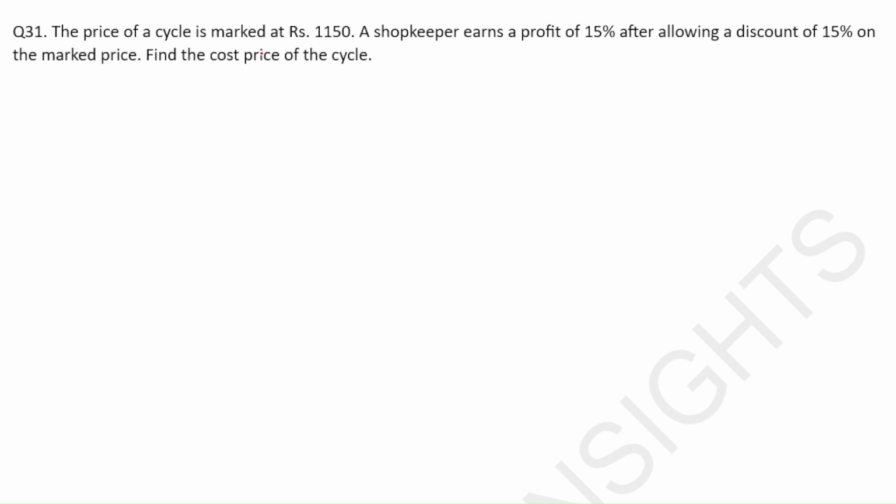So the price of a cycle is marked at rupees 1150. Profit is 15% after allowing a discount of 15% on the mark price. So we have to find the cost price. So we're talking about profit here. So profit means SP by CP. If the cost price is 100, the selling price will be 115, right? So convert it to the simplest form. So that means this will be 23 by 20.